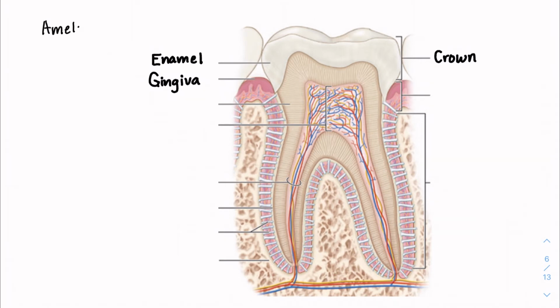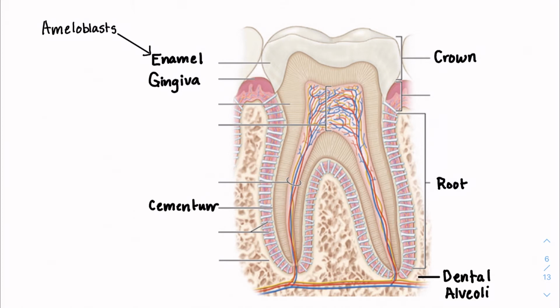In a developing tooth, ameloblasts are responsible for secreting enamel into interlocking rods. The root of the tooth is a conical structure that is set into the dental alveoli. The roots are covered by cementum, which is similar to bone, except it is avascular. Cementum is secreted by cementoblasts. The enamel and cementum of the crown and the root, respectively, join together at the neck of the tooth.